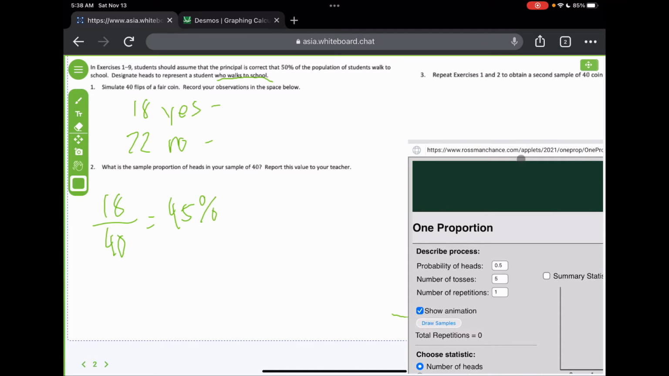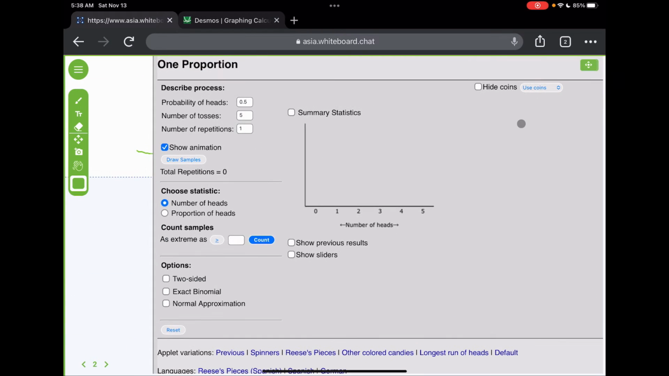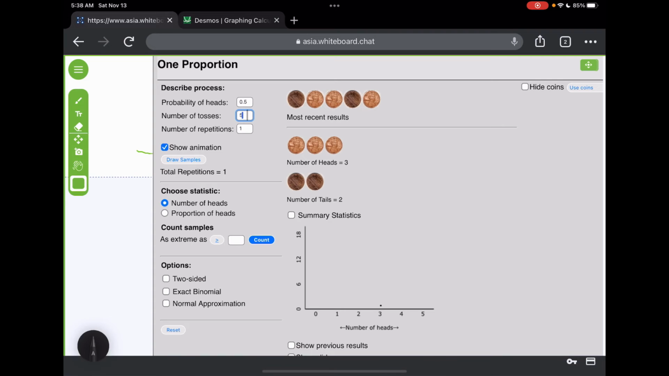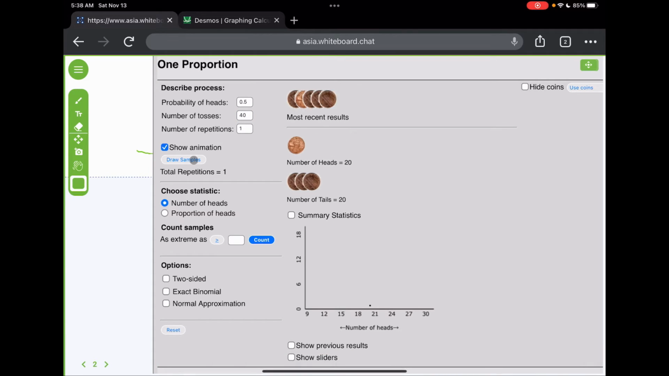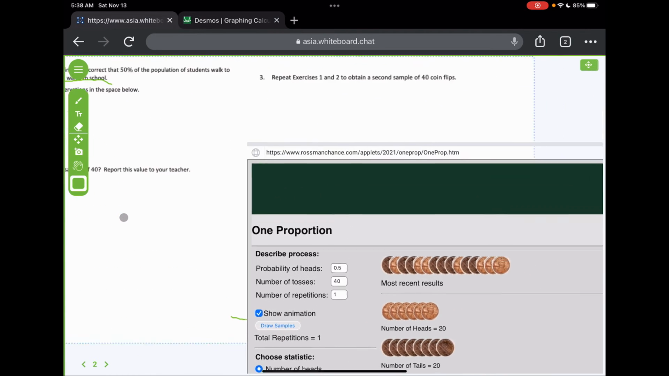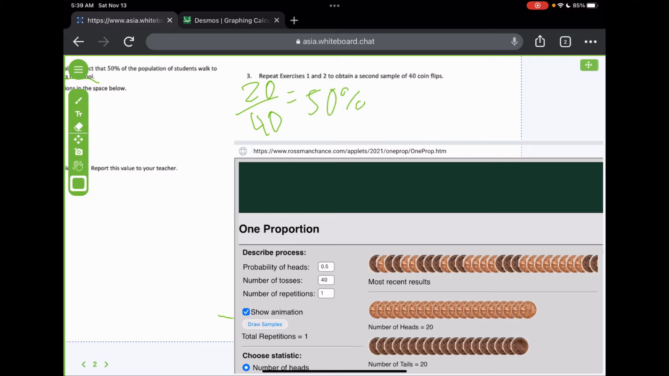So let's see now. It says repeat exercises 1 and 2. So let's do another sample. Let's do another one here. Oh, I have to change this to 40 again. Set it to 40 and draw a sample. Exactly 20. That's odd. I mean, it's not very odd, but it's just weird that it happens right here. So this one would be 20 out of 40, and we can calculate that as 50% easily.